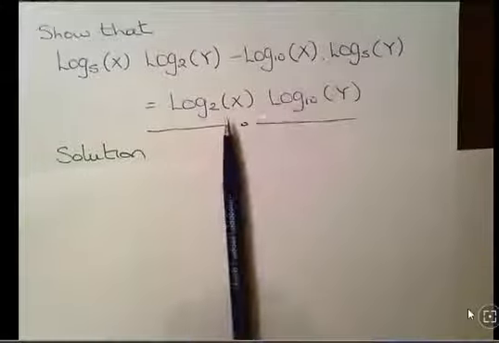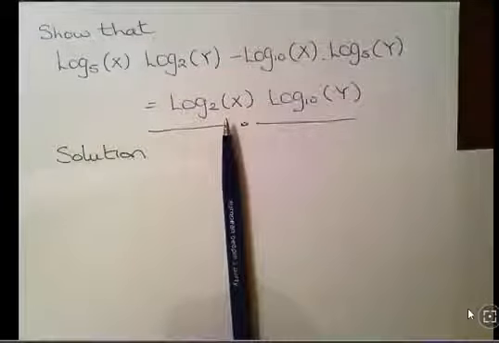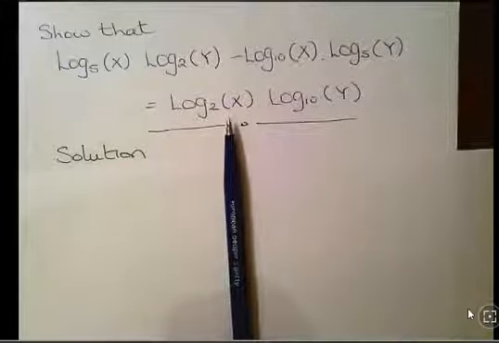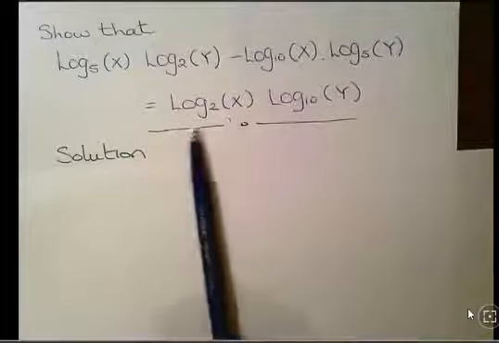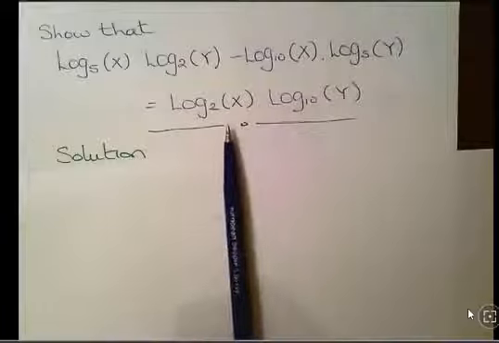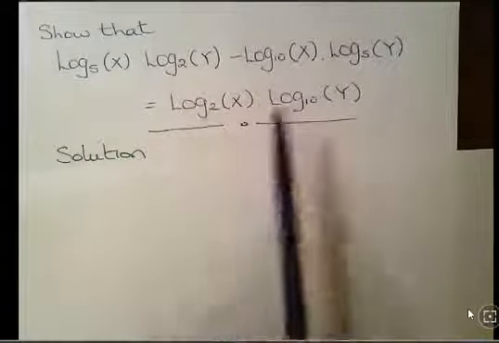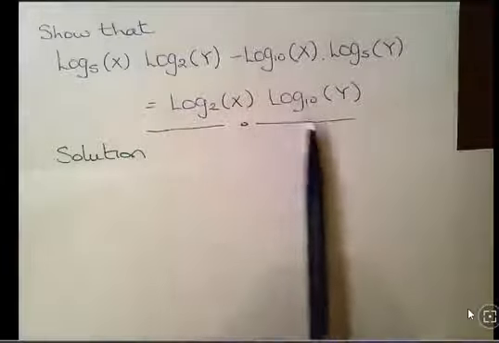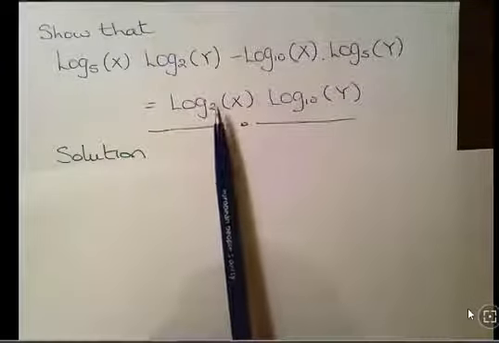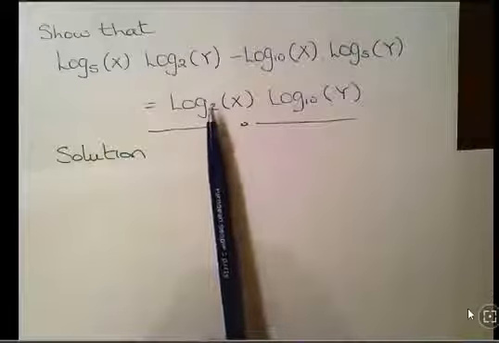What we have to do is show that that is equal to log of x to the base 2 times log of y to the base 10. So what I'm going to do is start off with the right hand side here. I'm going to take log of x to the base 2 times log of y to the base 10, and let that equal a and that equal b. So we have an expression here, and I'm going to rephrase the right hand side as a times b.